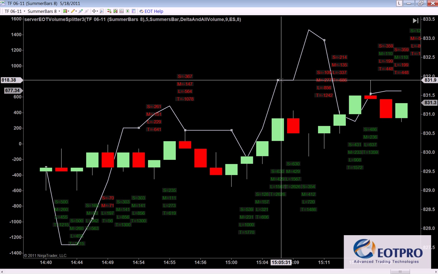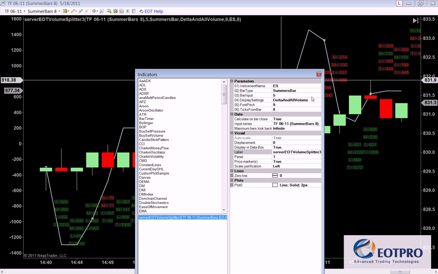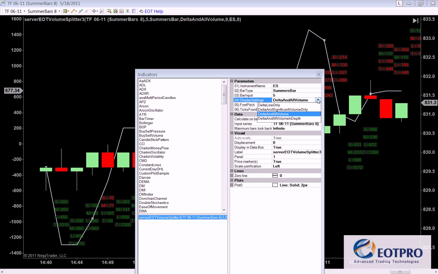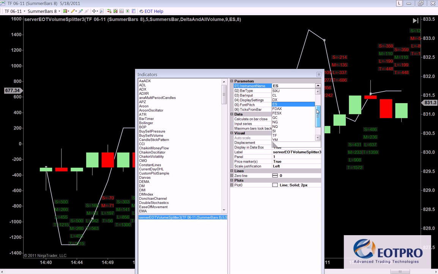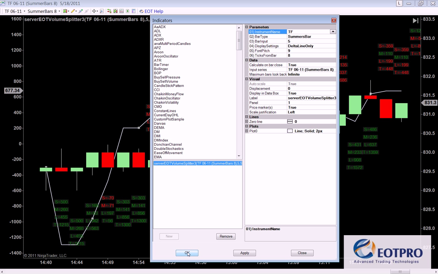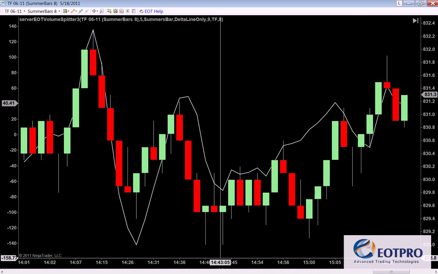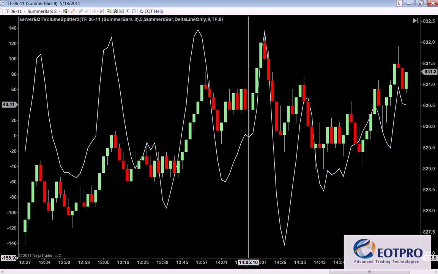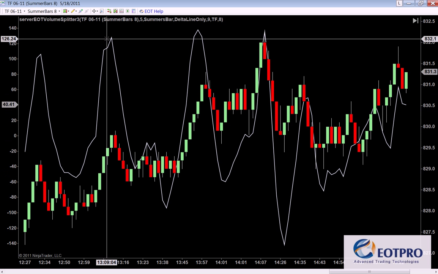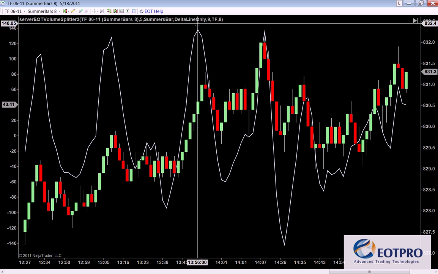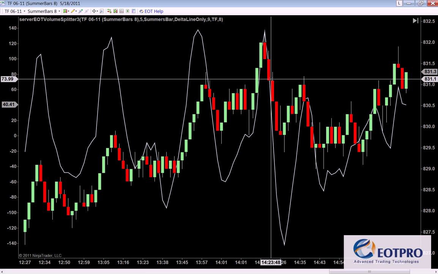Another thing that you can do is, some people don't want to see the delta numbers, and they only care about the white line. You can just turn it to delta line only, turn it back to TF, which is what we're looking at now, and hit OK. And it hides all of the delta volume numbers, and now you have just the white line to make sure that you're trading in the direction.